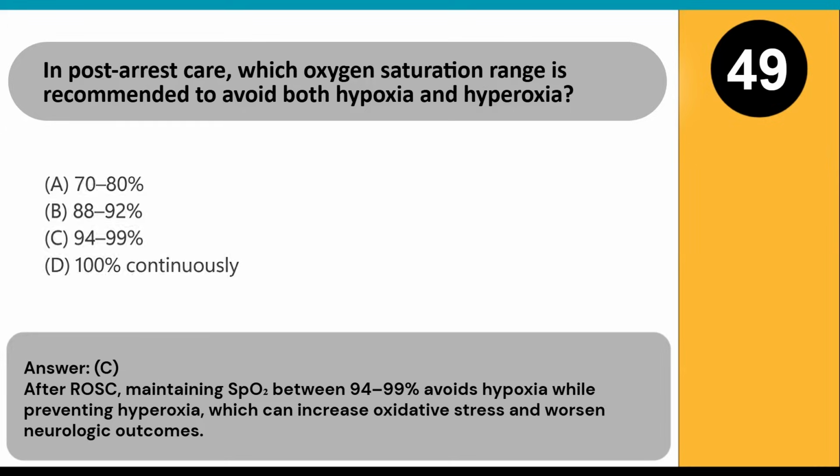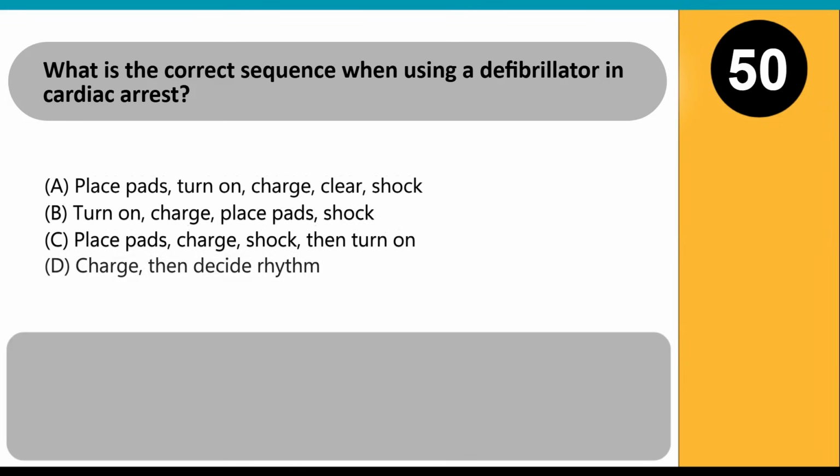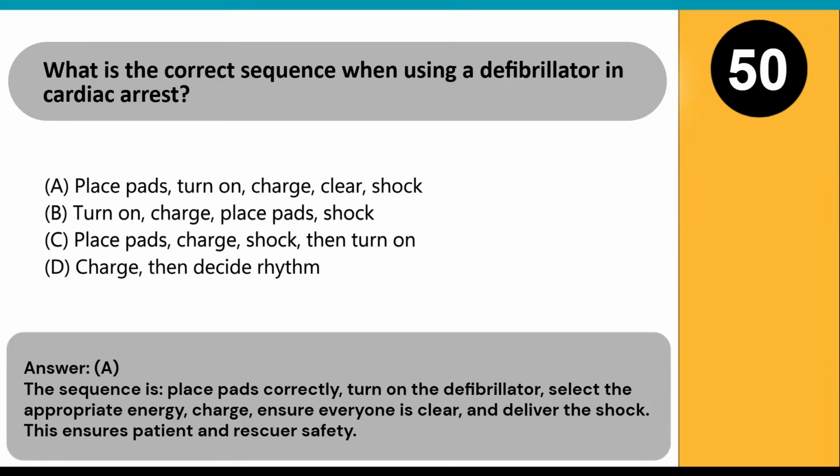What is the correct sequence when using a defibrillator in cardiac arrest? A. Place pads, turn on, charge, clear, shock. B. Turn on, charge, place pads, shock. C. Place pads, charge, shock, then turn on. D. Charge, then decide rhythm. Answer: A. The sequence is: place pads correctly, turn on the defibrillator, select the appropriate energy, charge, ensure everyone is clear, and deliver the shock. This ensures patient and rescuer safety.